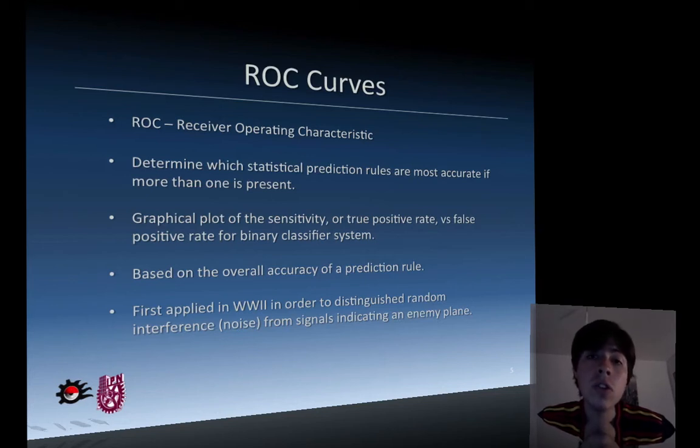A binary classifier system means that there are just two options, meaning in this case that we're going to talk about a patient that either doesn't have the disease, or maybe does have it. So those are the two options. That's why it's called binary. These curves are based on the overall accuracy of a prediction rule. And lastly, just a little bit of history with this terminology. The ROC curves were first applied in World War II in order to distinguish random interference, pretty much noise, from signals indicating an enemy plane.